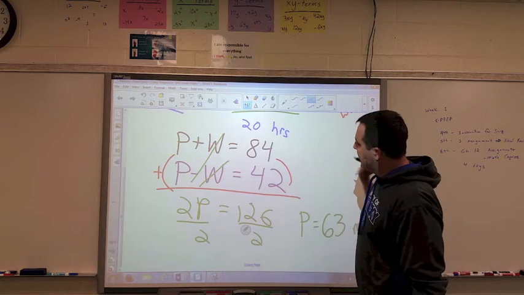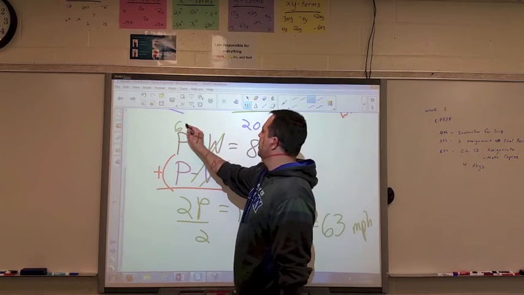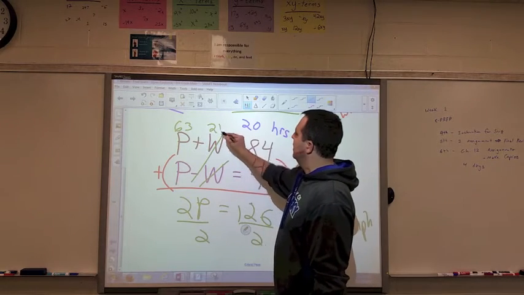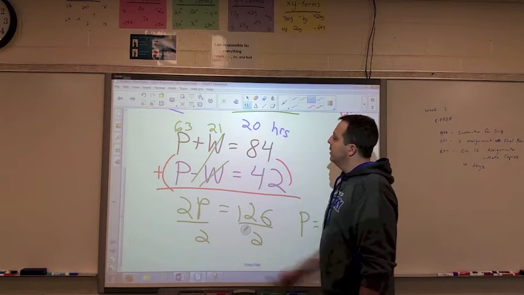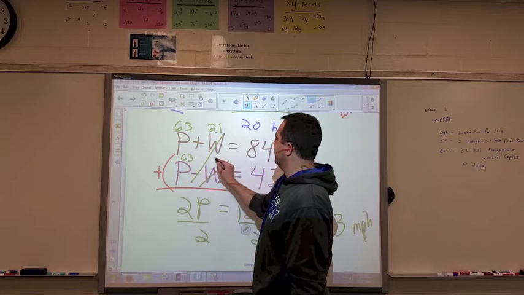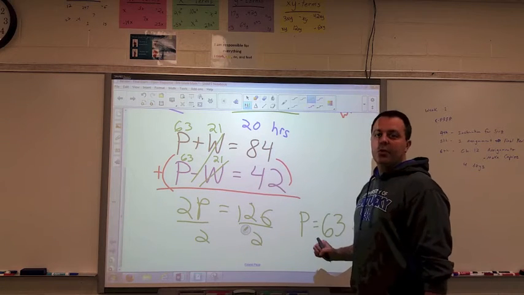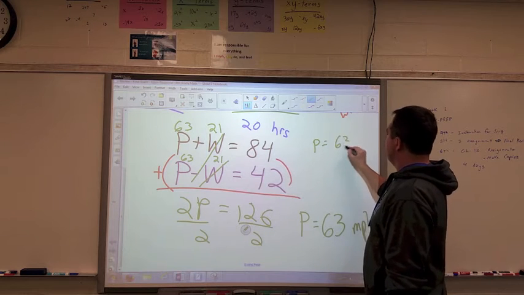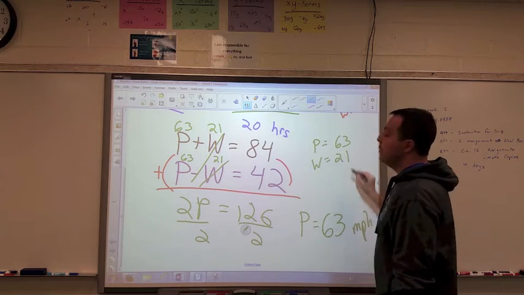If we plug that back into one of our equations, like right here, we can subtract 63 from 84 and get that the wind speed is 21 miles an hour. It also works in the second equation. 63 minus 21 gives us 42. So we have that the plane speed is 63 and the wind speed is 21.